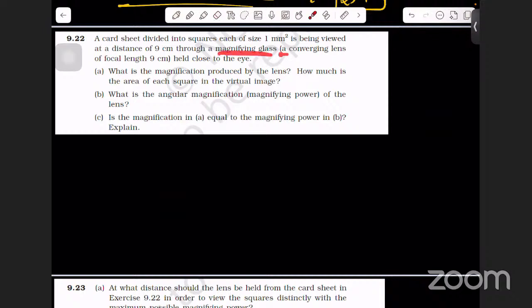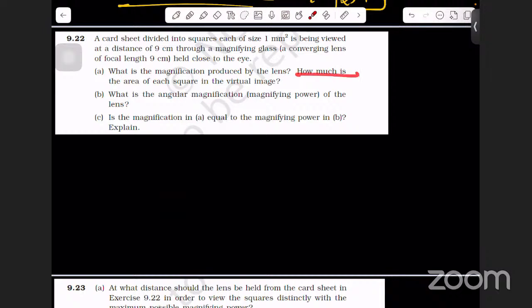A magnifying glass is always a converging lens, that is, a convex lens. So the focal length is also 9 centimeters, held close to the eye. If it's a converging lens, you have a card here and the lens here, its focal length is 9 centimeters. Then all the rays which are emanating will actually pass to infinity, right? What is the magnification produced by the lens?